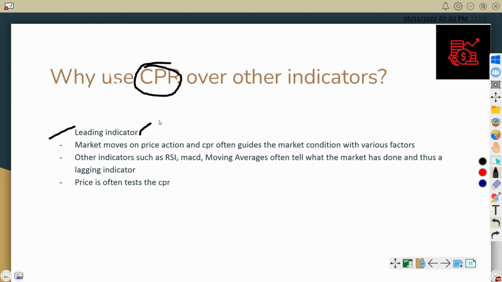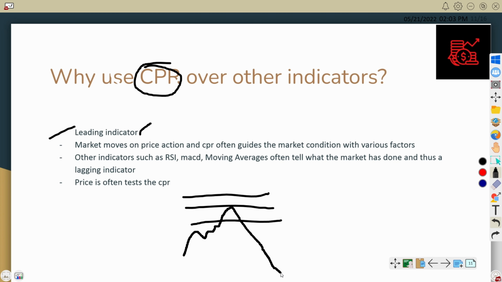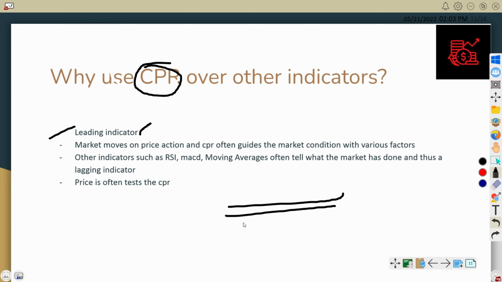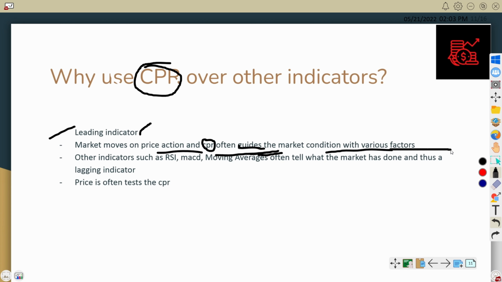CPR most of the time is a leading indicator. So you can see that we are looking at CPR, market is coming to the CPR and it rejected and it fell down. So most of the time, unless the market breaks out, it's not bullish, or the market breaks down, it is not bearish. So market moves on price action, and CPR often guides the market condition with various factors.